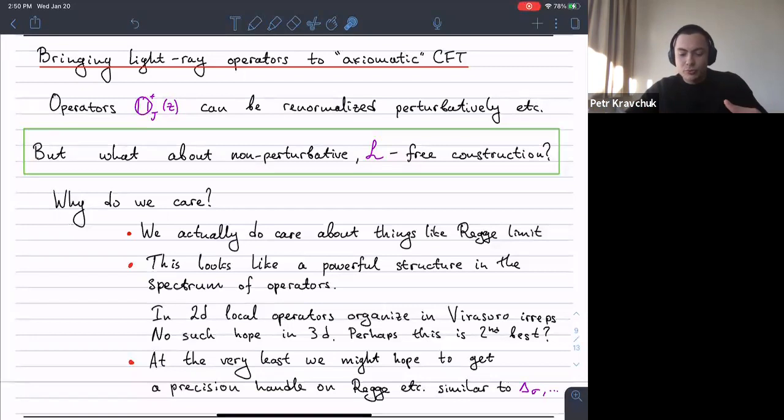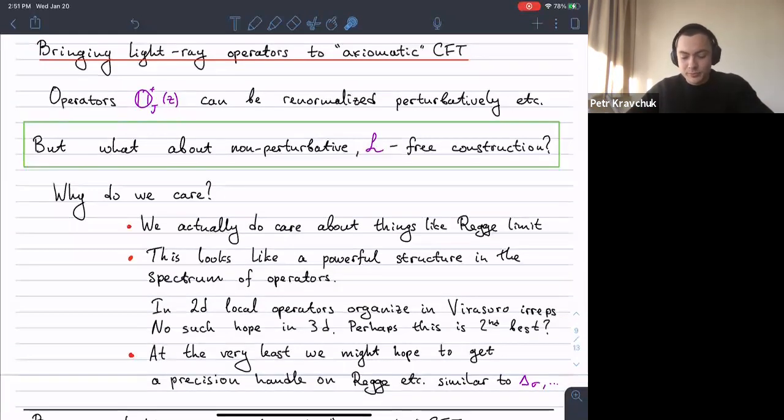And the light-ray operators, they describe things like Regge limit, and we would like to understand, say, Regge limit in the same way. Can we understand Regge limit of something like the 2+1 dimensional Ising CFT rigorously, without approximation schemes, in the same way as we understand the local correlation functions, like the scaling dimensions and OPE coefficients in numerical bootstrap?